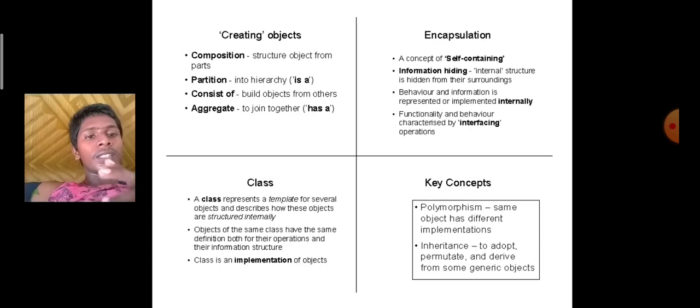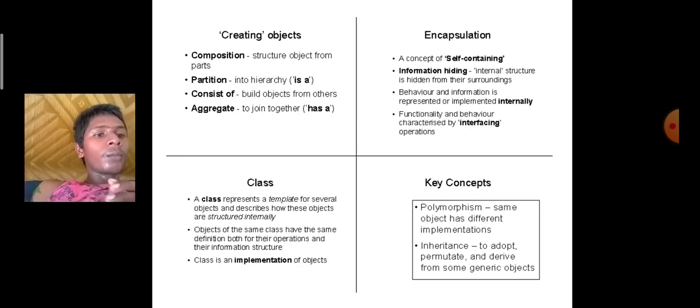Class. A class represents a template for several objects and describes how these objects are structured internally. Objects of the same class have the same definition, both for the operations and their information structure. A class is the implementation of objects.